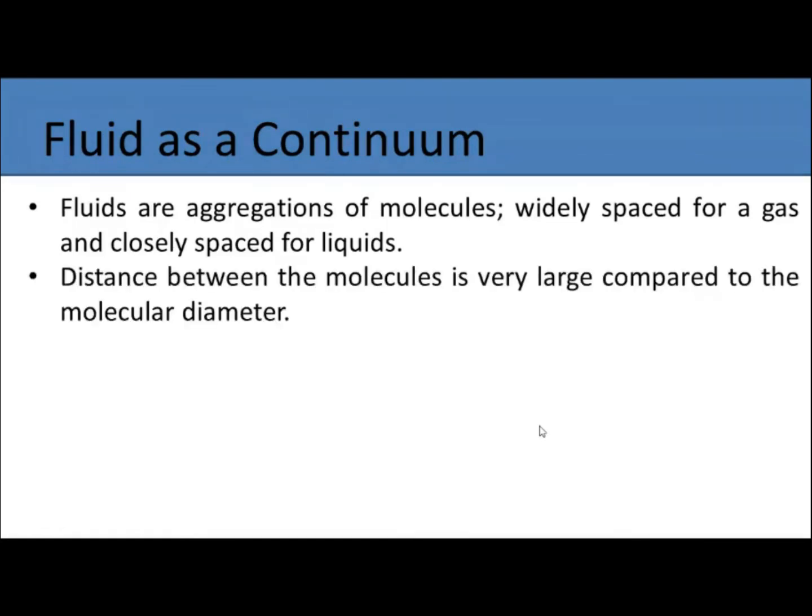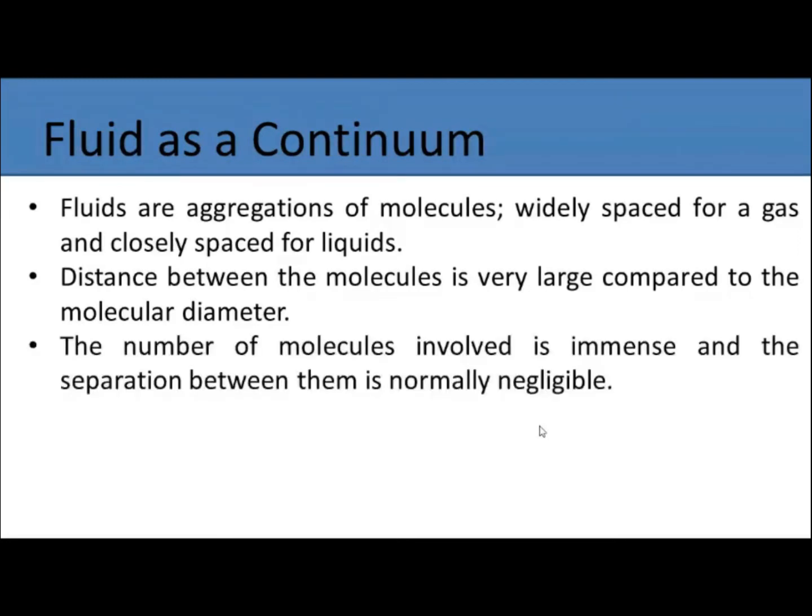Okay, so the distance between these molecules is very large as molecular distance. Okay, the distance between the molecules is greater than the center-to-center distance, that is, the diameter of a molecule.